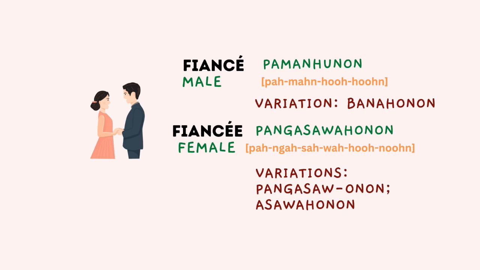Pangasawahunon. There are two variations. Pangasawahunon, or asawahunon. Asawa means your wife, but it is also acceptable to refer to the husband. Asawahunon is the bride, the woman you're about to marry. So fiancé, female, pangasawahunon.